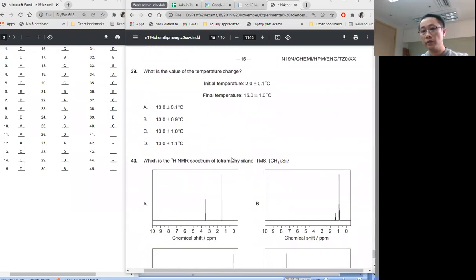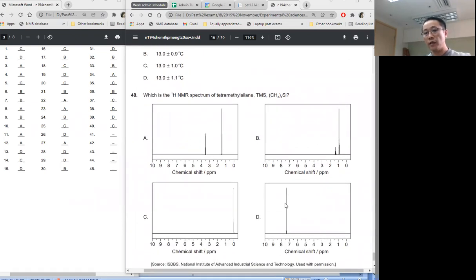Second last question. Uncertainty propagation. When you have to add quantities that have uncertainties or subtract quantities that have uncertainties, the treatments are the same: you simply add the absolute uncertainties. The absolute uncertainties in this case being 1.0 and 0.1. 1.0 plus 0.1 is 1.1. Therefore, the answer is D.